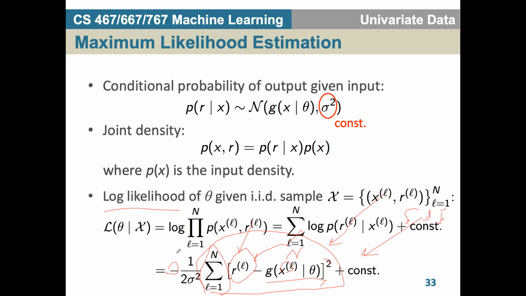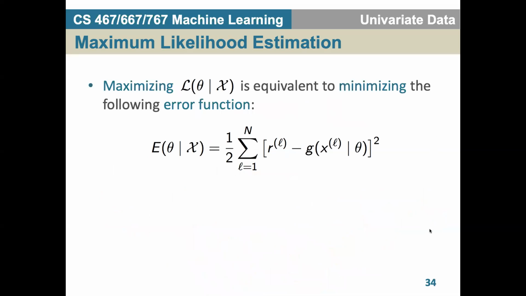And here, remember the negation sign. It's a negative likelihood. So you want to maximize the likelihood, which means you want to maximize the negative of the error, which means you want to minimize the error. So they are equivalent.